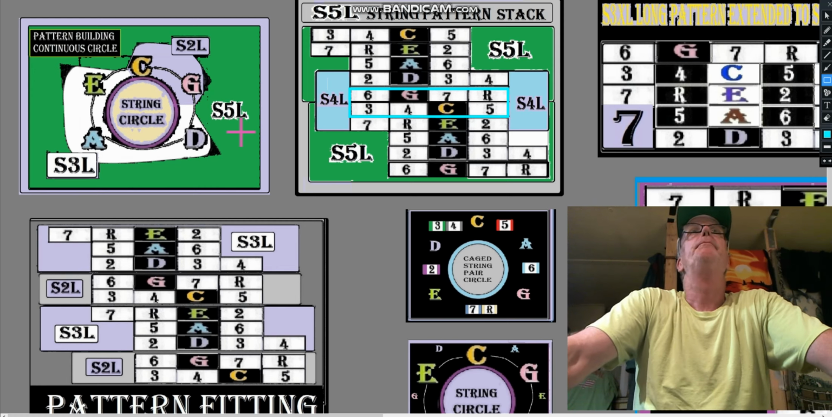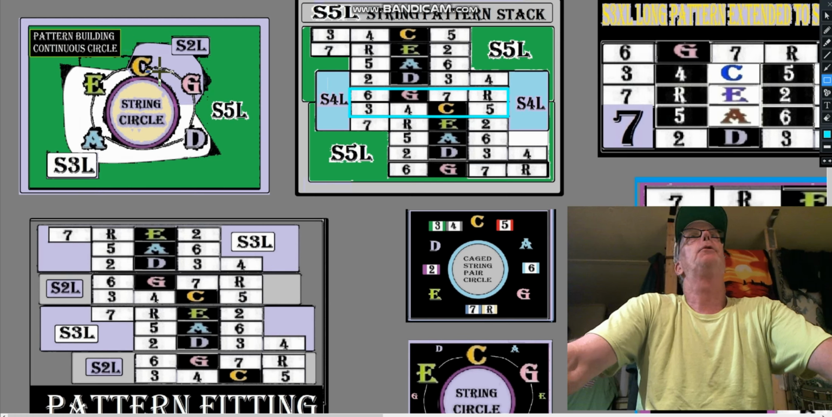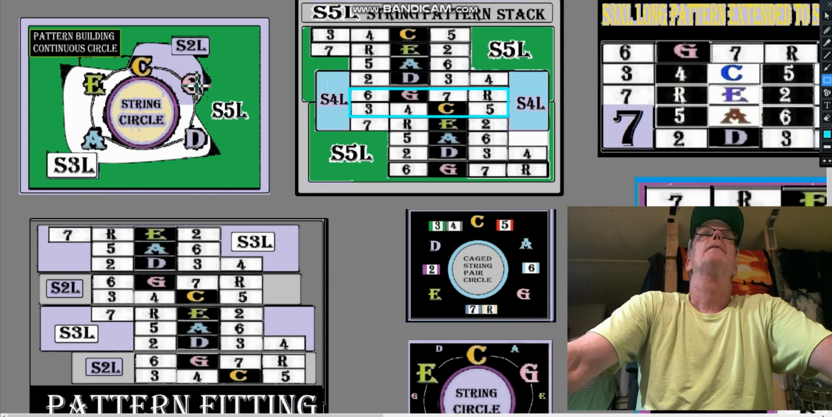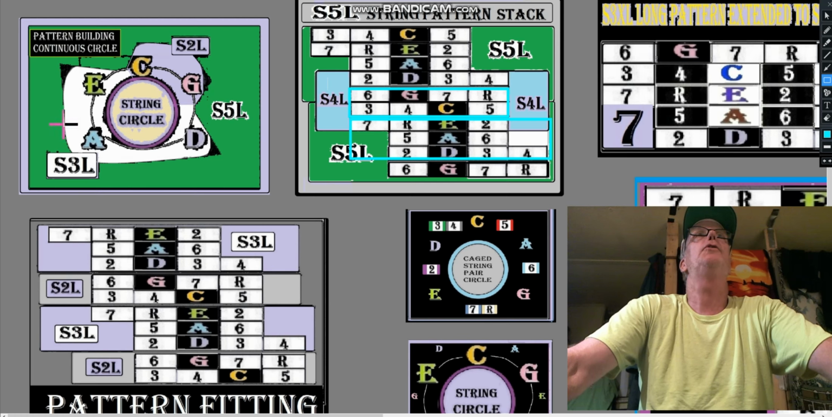Okay, so the S2L is 3, 4, 5, 6, 7 root, and that is this little area here in the purple, the C and the G. Now let's look at the S3L. Here is the S3L. It's going to be the D, the A, and the E shape. So here it is in the white, the E, the D, the A, and the E shape. You see how it takes up more of that circle? But now look at this.